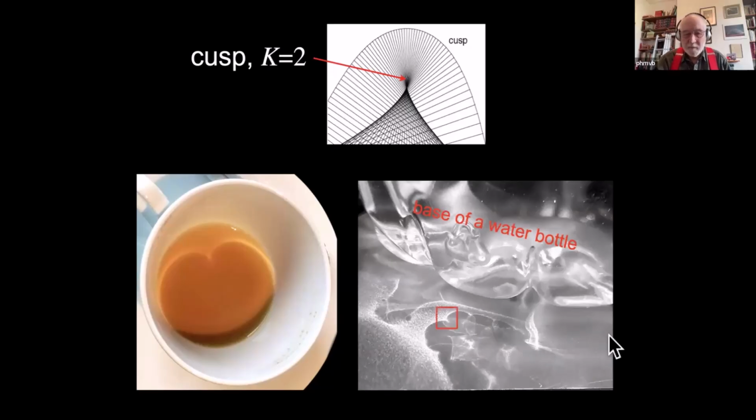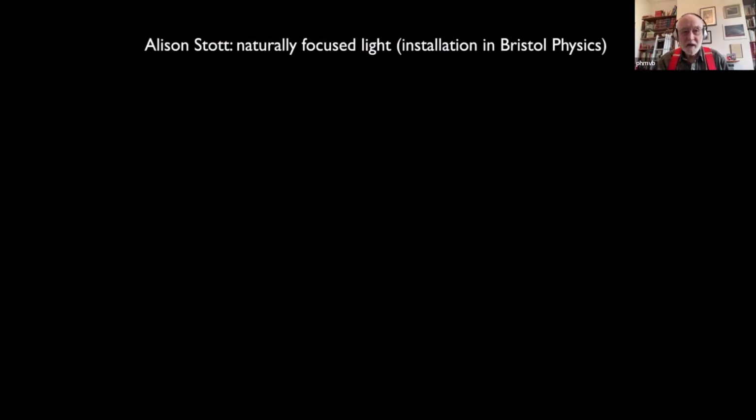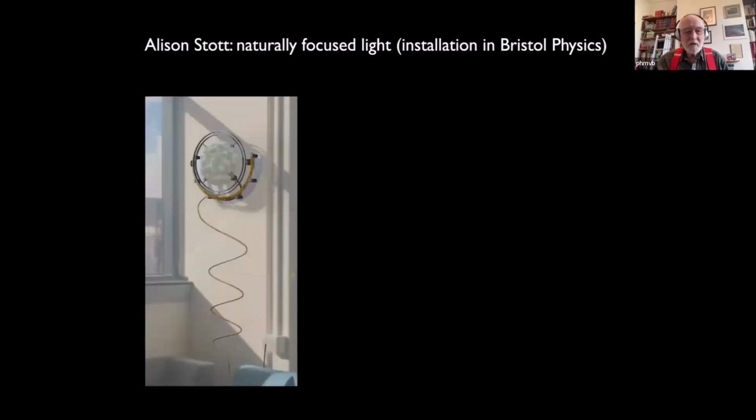Okay, there's an artist near Bristol, Suzanne Redstone, who likes to make caustics that are illuminated by the sun. And just now, there's a glass artist, Alison Stott, fascinated by interaction of light and glass, who's produced this installation, which will appear on a wall in the physics department where I work.